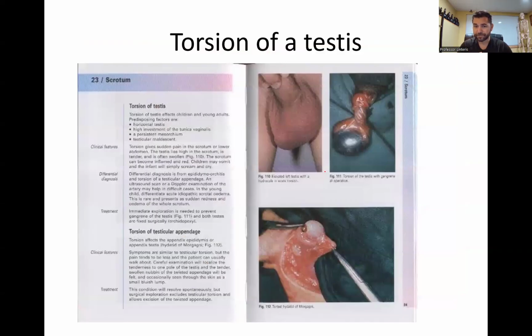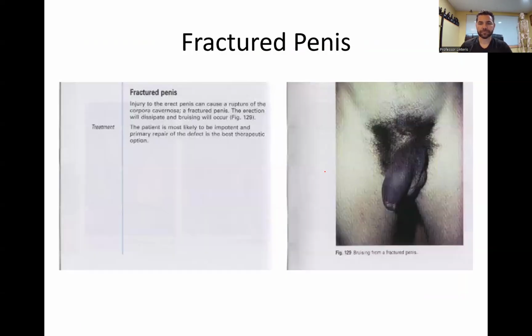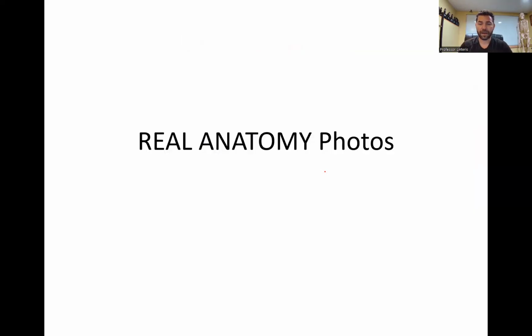Testicular torsion is when the blood vessels and structures of those testicles get wrapped up, which could affect blood flow and cause serious problems. Fractured penis: obviously it's not a bone, but there are blood vessels that can be damaged and lead to bruising and things like that.